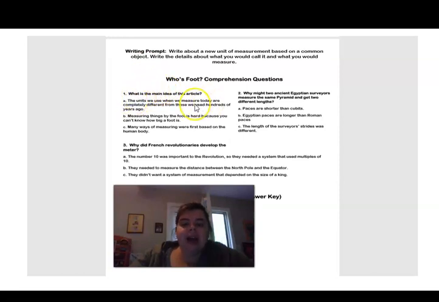What is the main idea of the article? Remember, that's what the article is mostly about. A, the units we use when we measure today are completely different from those we used hundreds of years ago. B, measuring things by the foot is hard because we don't know how big a foot is. Or C, many ways of measuring were first based on the human body. Let's go back and look at our text.